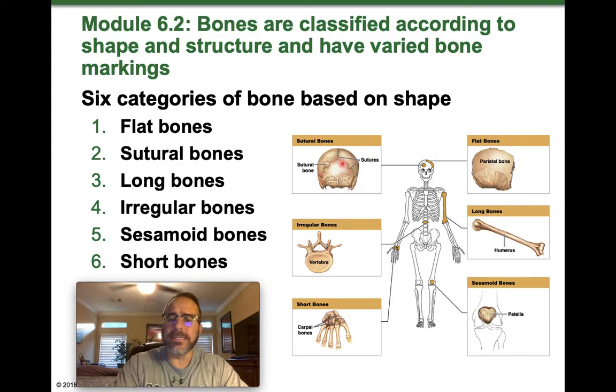Right here, we learned in lab that this was the lambdoidal suture. And right here, we have a small little bone that is embedded in between the parietal bone and the occipital bone. This would be called a sutural bone.